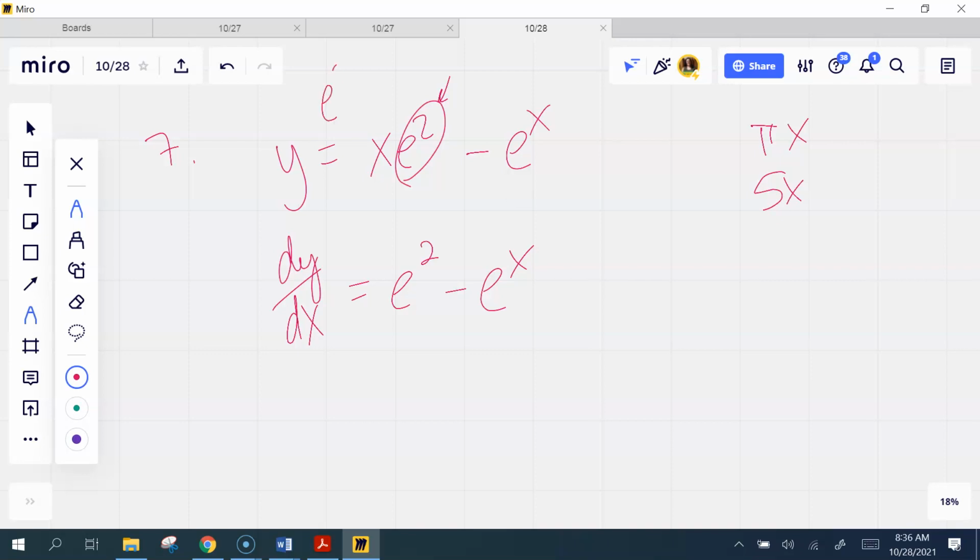But this is e squared x. Well, if you take the derivative of 5x, what's the derivative? 5. If you take the derivative of pi x, what's the derivative? So if you take the derivative of e squared x, what's the derivative? So the reason you don't do the power rule is because the square is not on the x, right? Correct. The squared is not on the x.